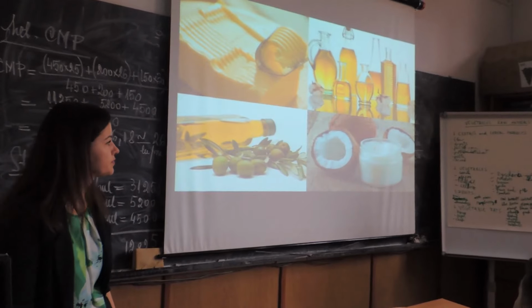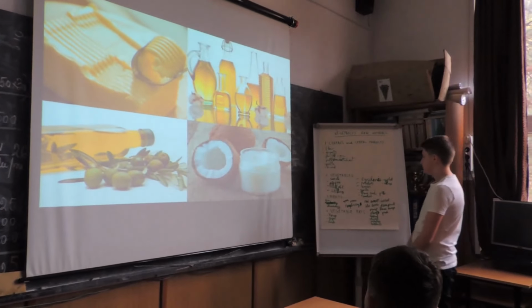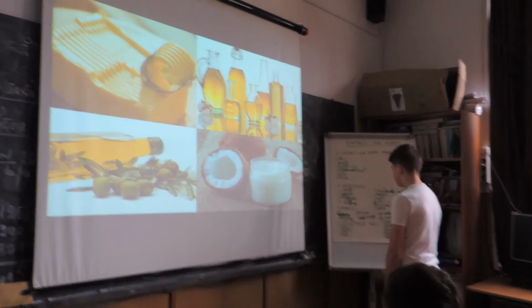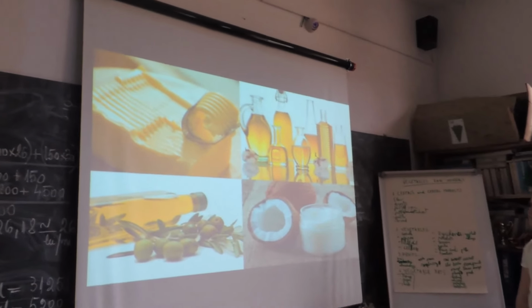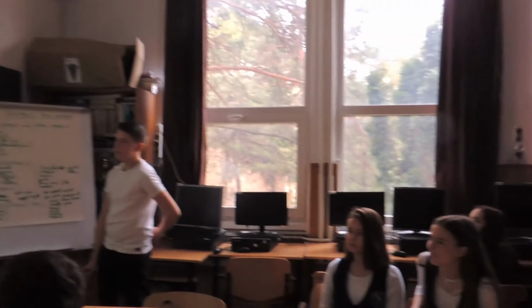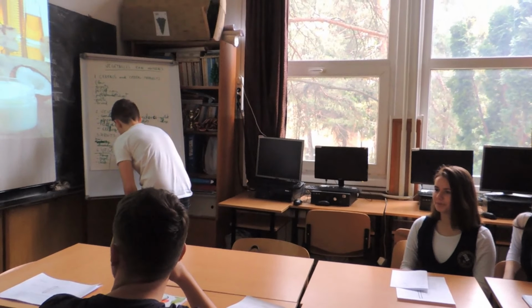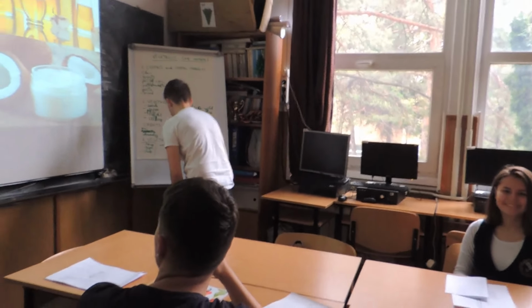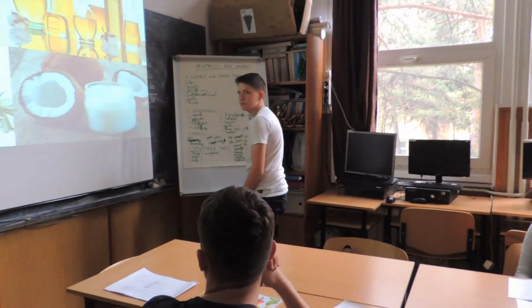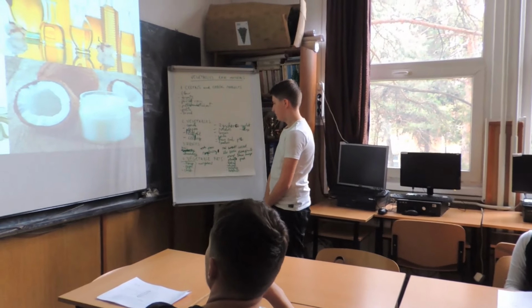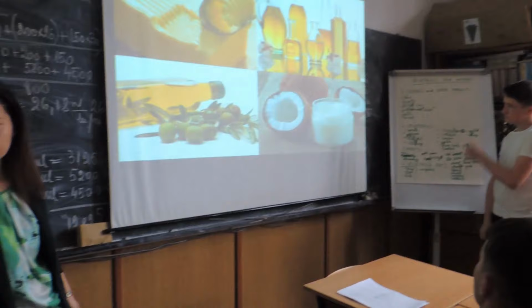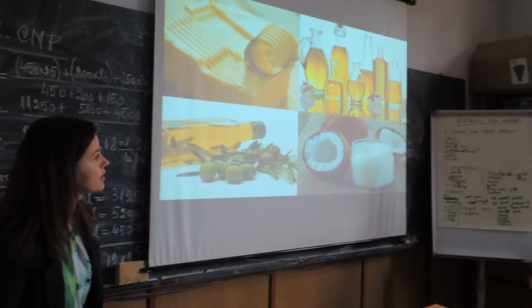And the last one, vegetable fats. I know the first picture looks like butter, but it is actually margarine. Margarine. Okay. Do you like it? No. It's unhealthy. Even if it's really unhealthy, you can find it in so many products you buy from the stores.